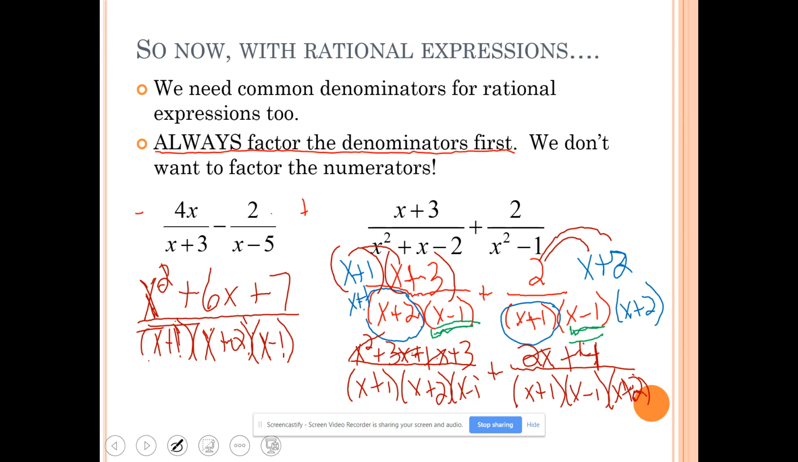Now again, we should always check to see, what factoring could be done and if I can reduce more, but there are no factors of positive 7 that'll make positive 6. And so that is going to be the final answer.